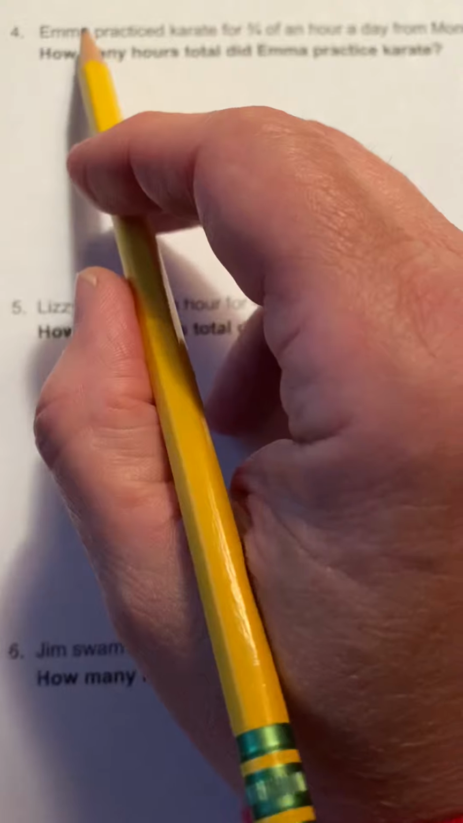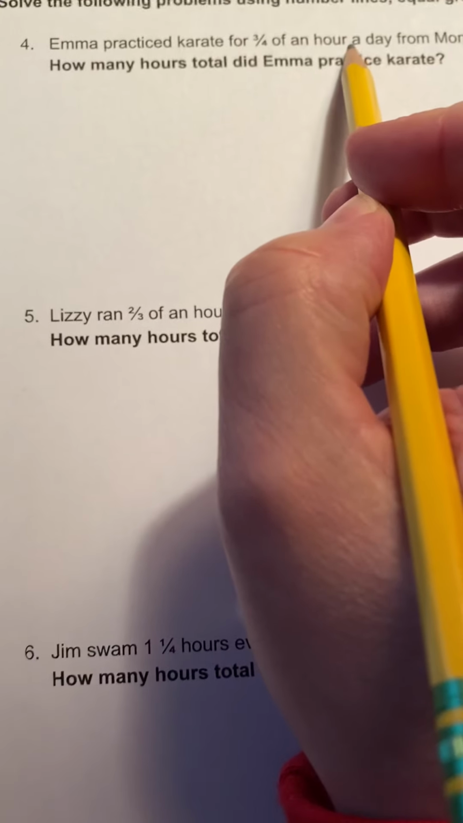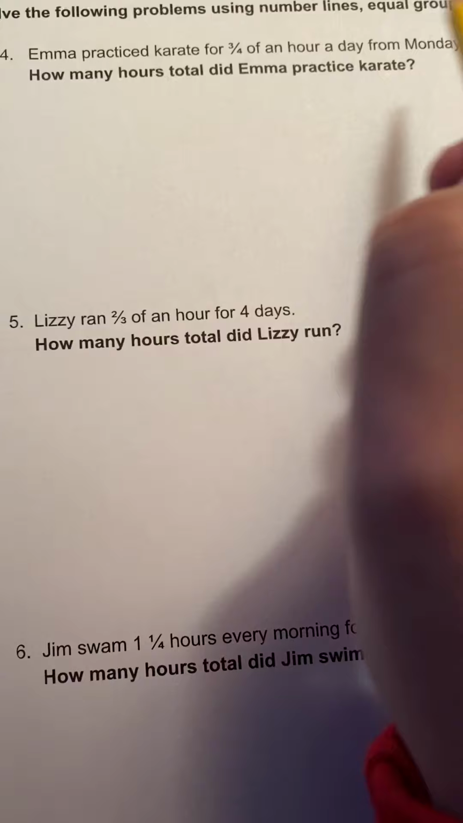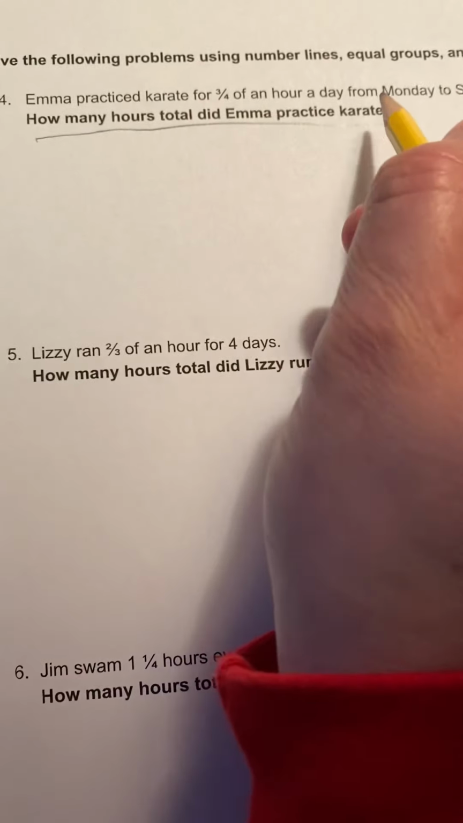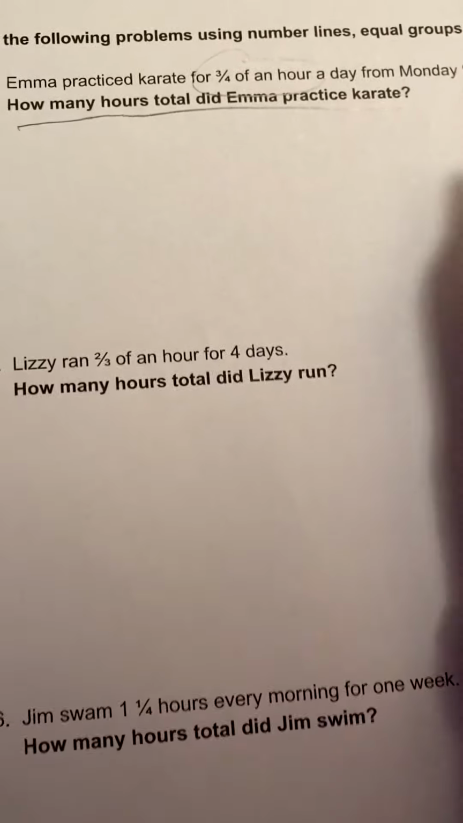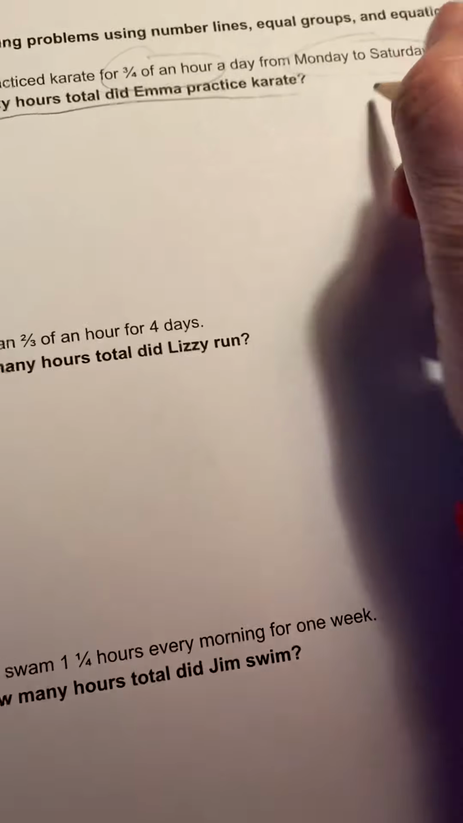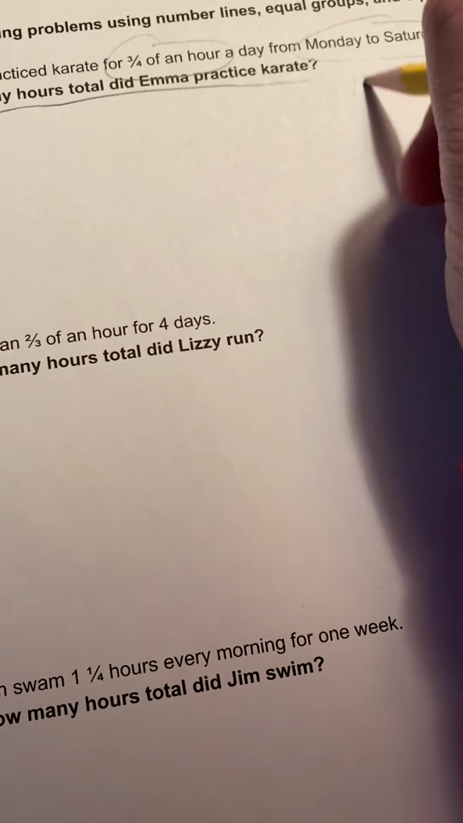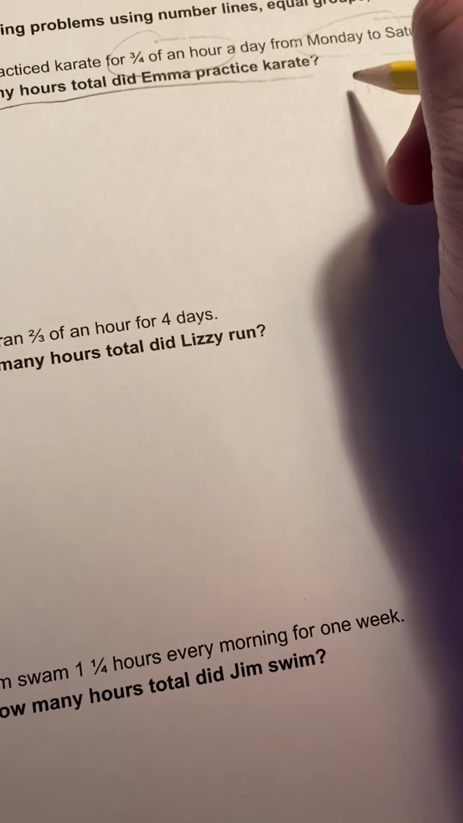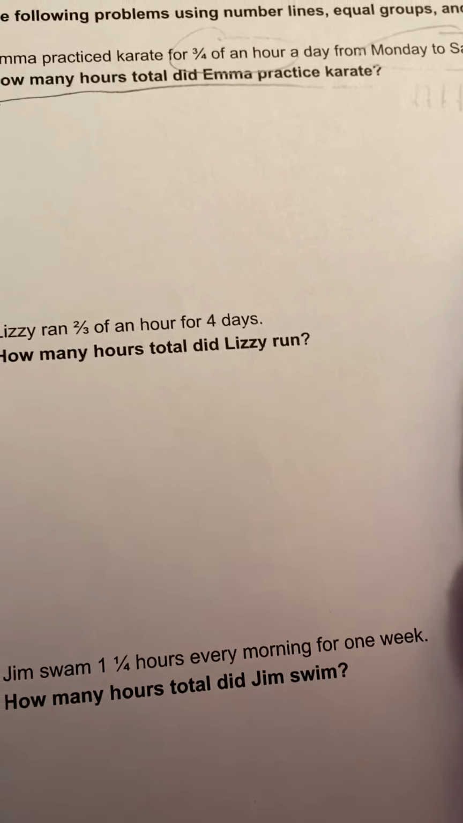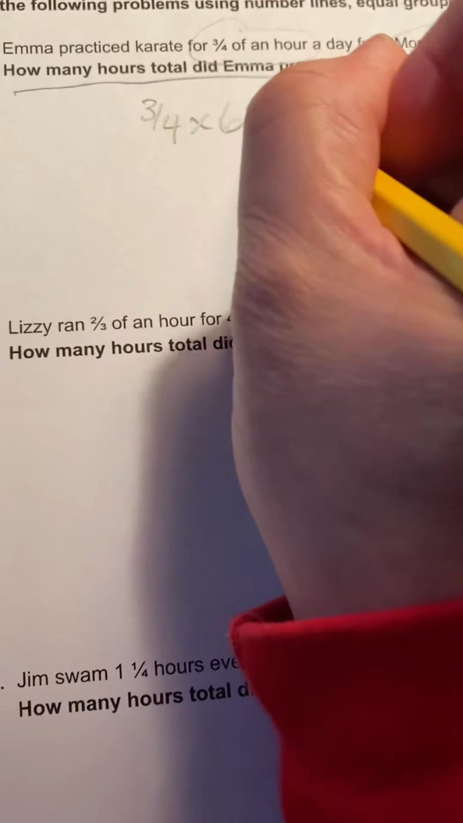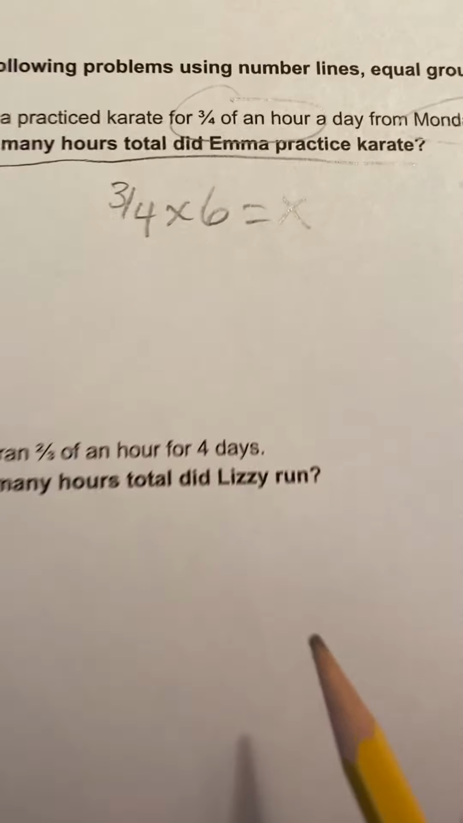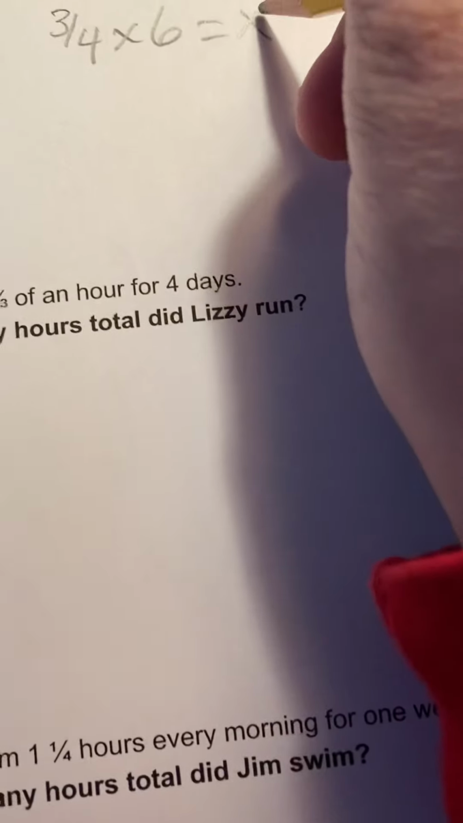So here's our first problem. Emma practiced karate for 3/4 of an hour a day from Monday to Saturday. How many hours total did Emma practice her karate? All right, so if I'm doing UCBs, I'm underlining 3/4 of an hour a day, Monday to Saturday. So Monday, Tuesday, Wednesday, Thursday, Friday, Saturday. 1, 2, 3, 4, 5, 6. So that's 6 days. So my equation is going to be 3/4 times those 6 days, and that's what I'm hoping to find. So 3/4 times 6 equals my variable, which is x.